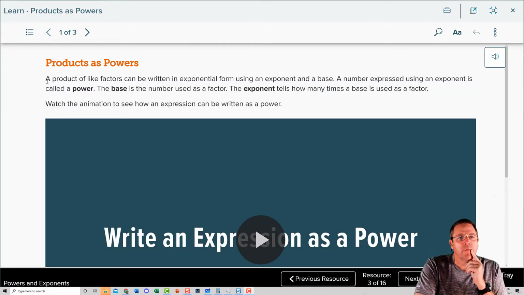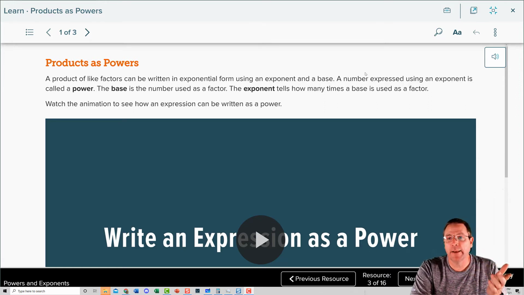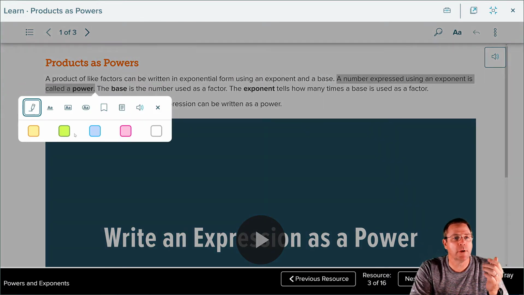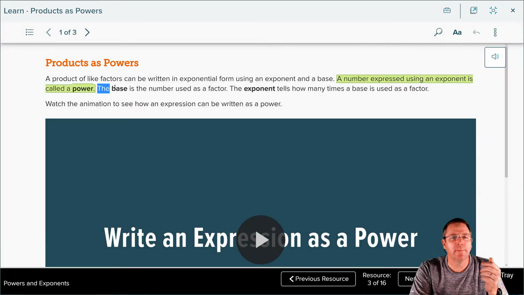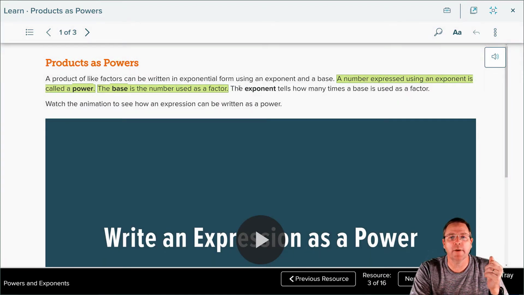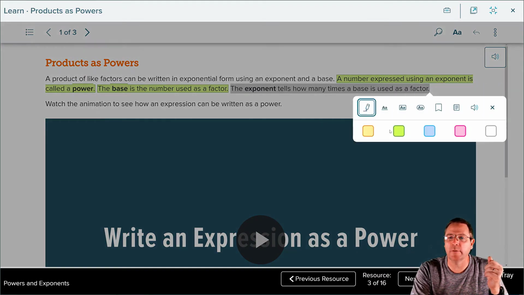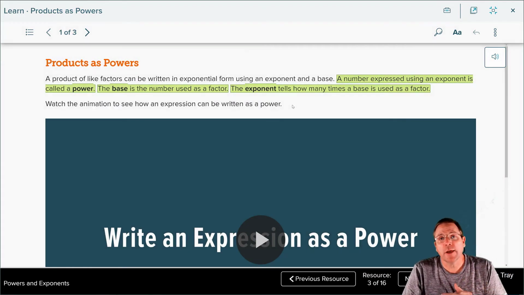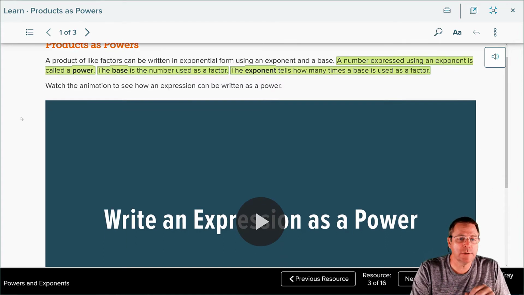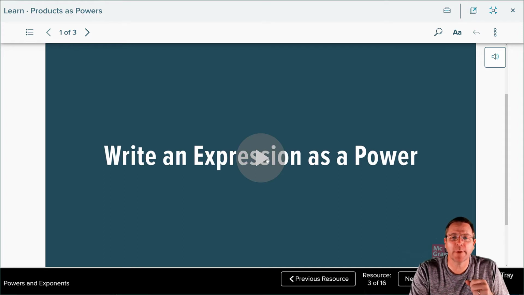A product of like factors can be written in exponential form using an exponent and a base. A number expressed using exponents is going to be called your power. That looks like a vocab term. We're going to highlight that. And the base is the number used as your factor. That's going to be another vocab term. And then the exponent tells you how many times the base is going to be used as a factor. There's actually going to be 2 vocabulary quizzes in this chapter because we have 24 words that we have to do. With that, let's take a minute and watch this video on how to write an expression as a power.